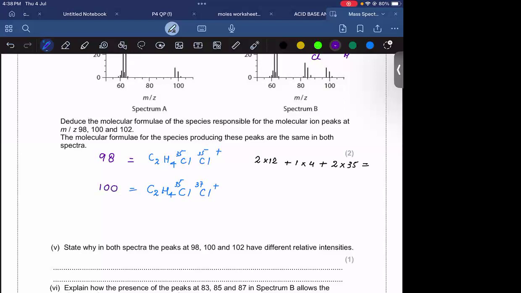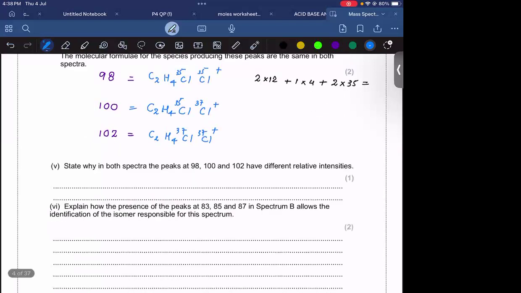And then can you tell me what is 102? 102 is both of them 37. Nice. Yes, C2H4Cl37Cl37. Okay, good.